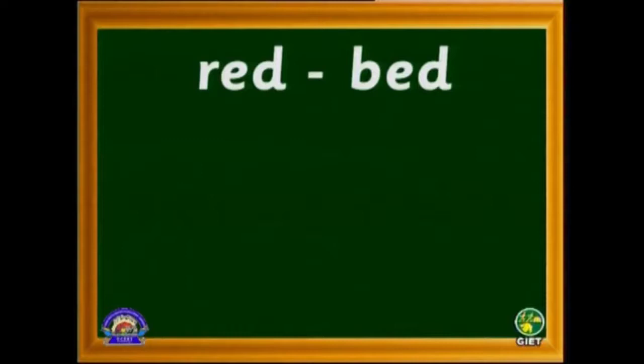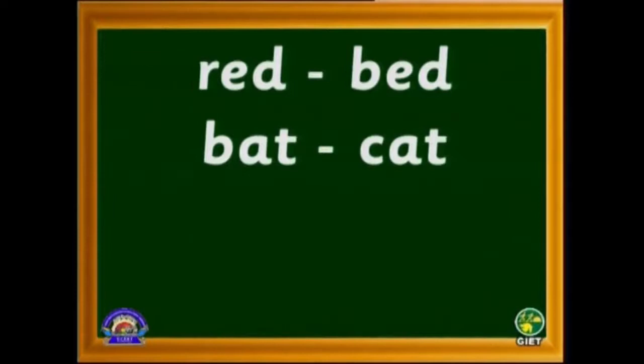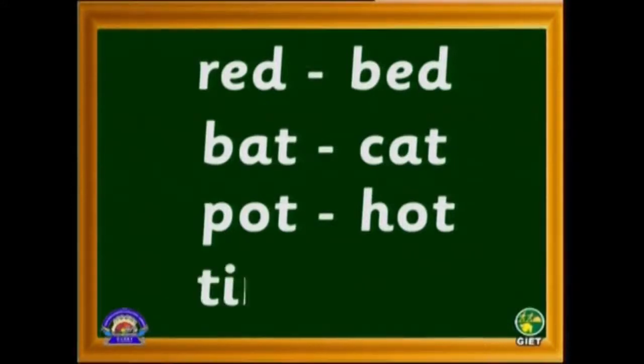Now let's look at the screen. These are also rhyming words. I will read them. You listen carefully. Red bed, bat cat, pot hot, tin pin. Let's read again. Red bed, bat cat, pot hot, tin pin.